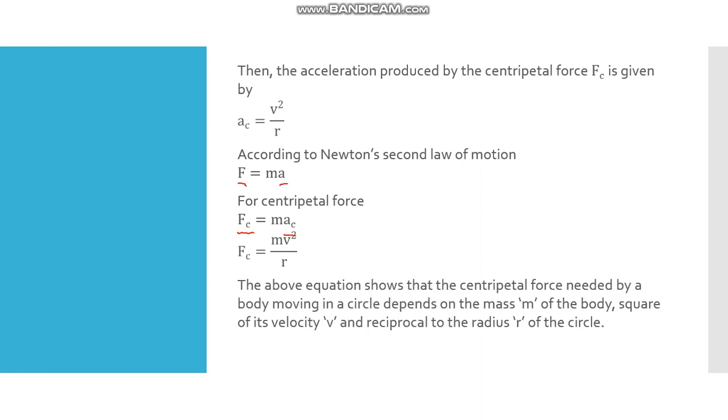The above equation shows that the centripetal force needed by a body moving in a circle depends on the mass of the body, the square of its velocity and the reciprocal of the radius. So this equation shows that the centripetal force depends on which factors? The mass of the body, the square of its velocity and the reciprocal of its radius. So this is the formula for the centripetal force.